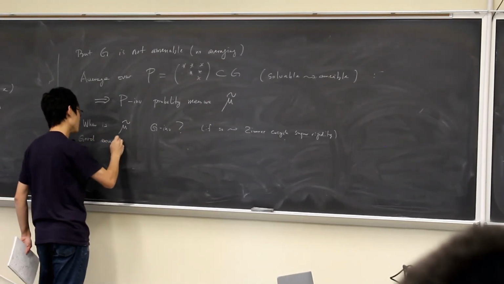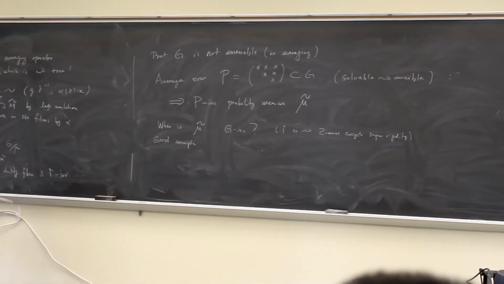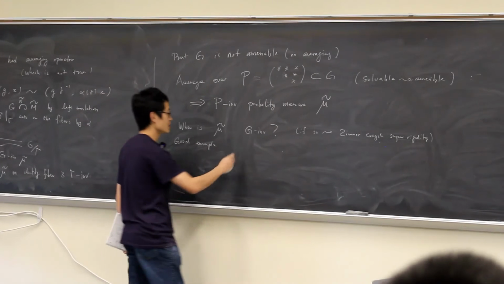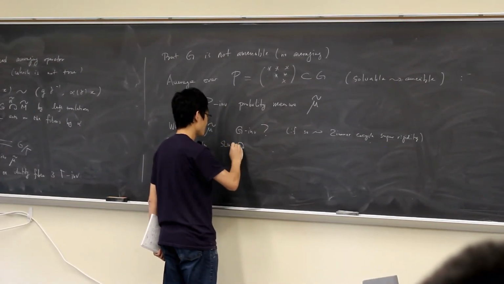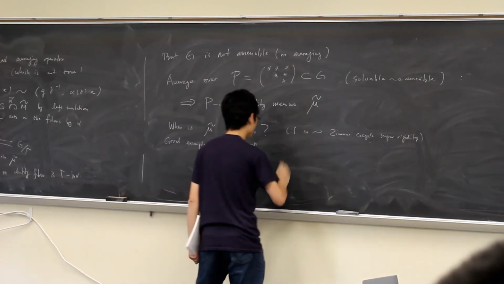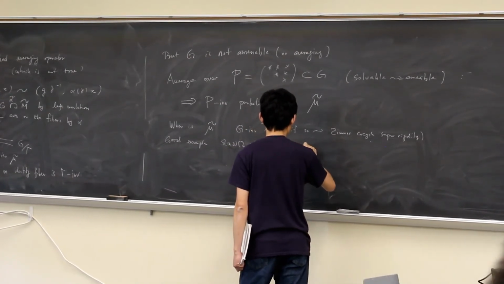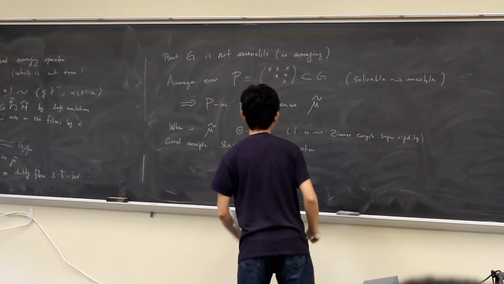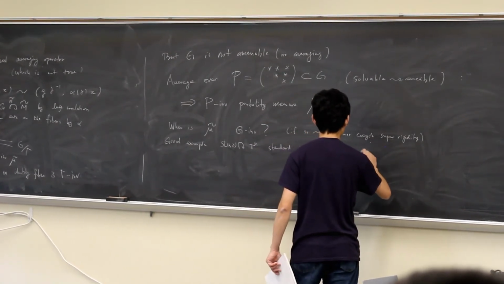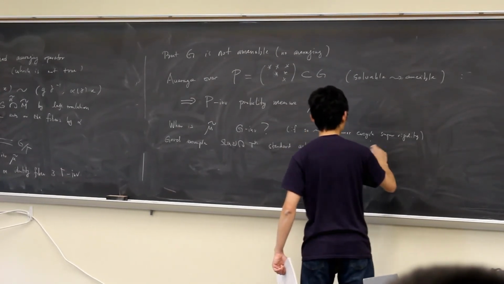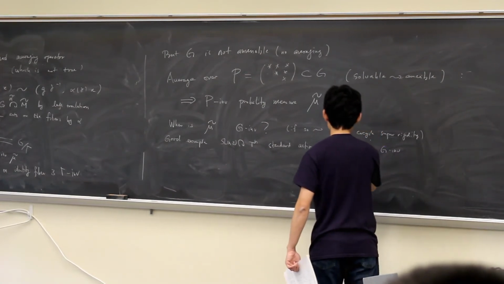I will give you two examples, a good example and a bad example. The good example is when mu tilde is G invariant. So for example, gamma is SL_n(Z) acting on T^n with the standard action. Then the volume is gamma invariant, and the volume on the suspension is G invariant.